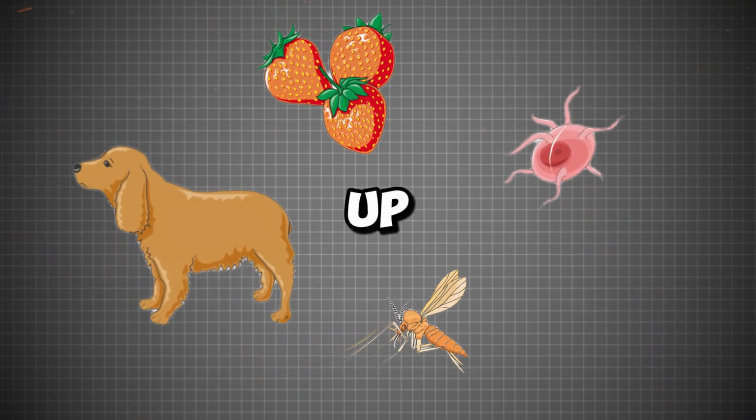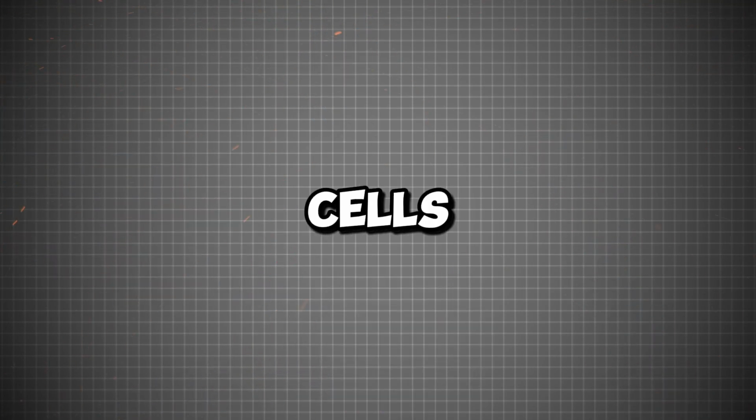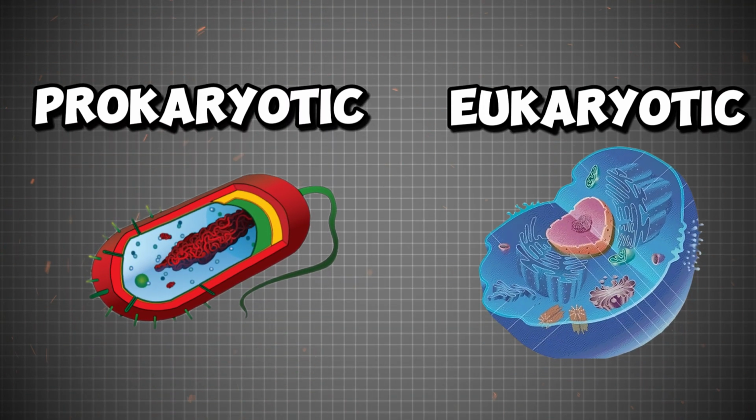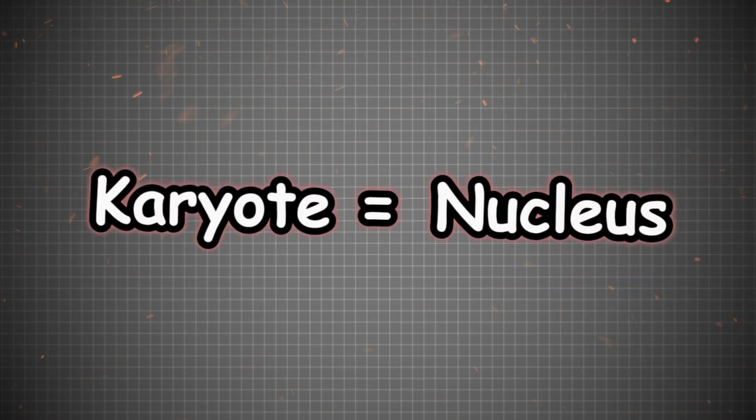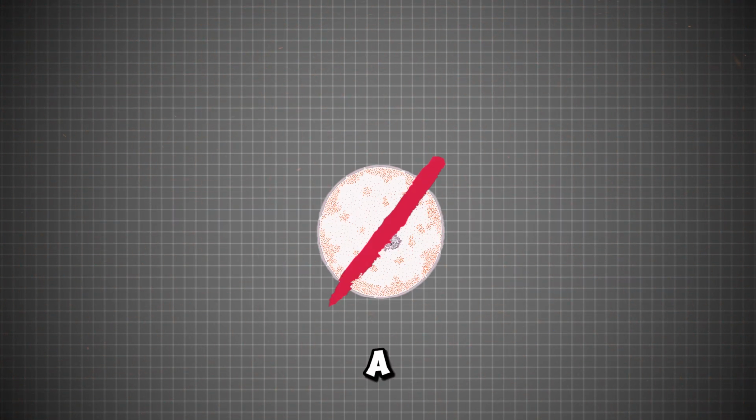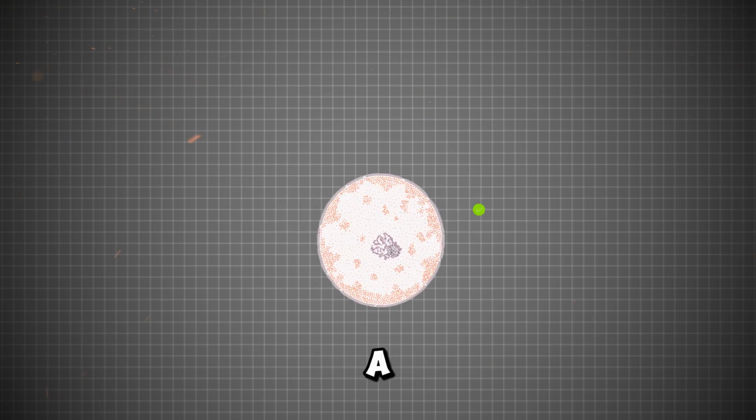Every living thing is made up of cells. There are two types of cells, prokaryotic and eukaryotic cells. Don't let those names scare you. The word karyot literally means nucleus. So prokaryotic basically means without a nucleus, while eukaryotic means with a nucleus.